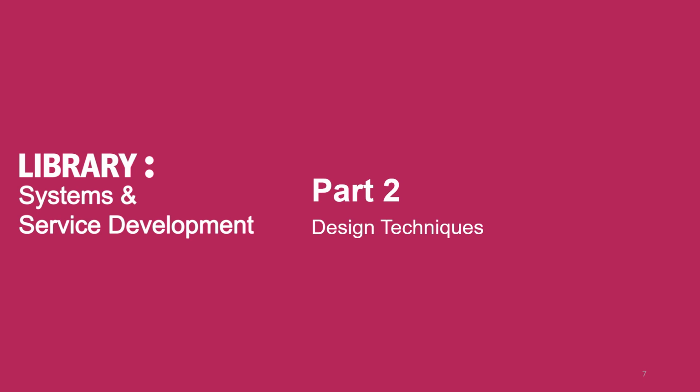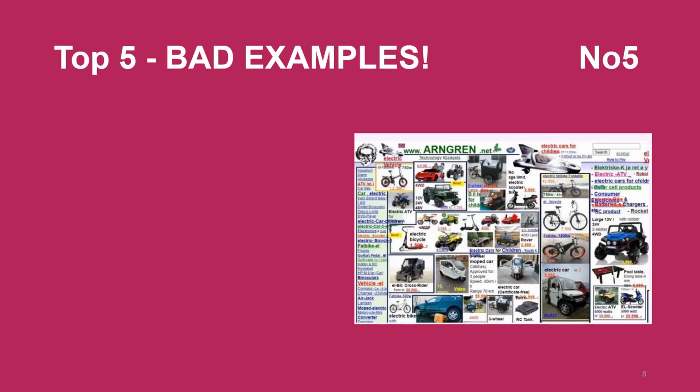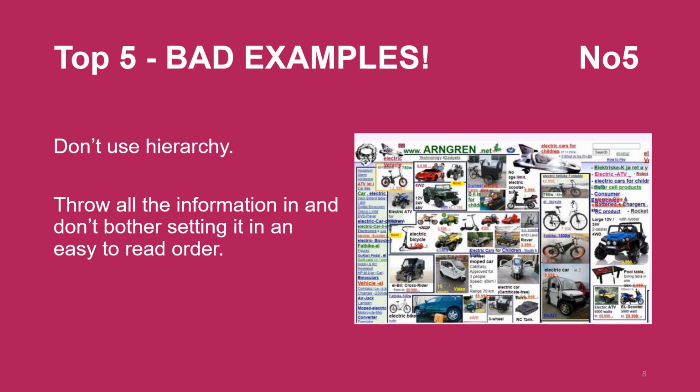Let's have a look at part 2 now, design techniques. We're going to start off by looking at a bad example, and this is a bad example of hierarchy. In fact, they've not even used hierarchy in this instance. They've just thrown all the information in and they've not bothered setting any order to it. This is what we don't want to see from you as designers.